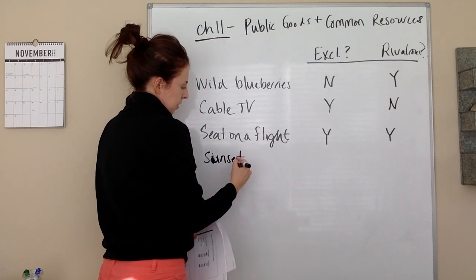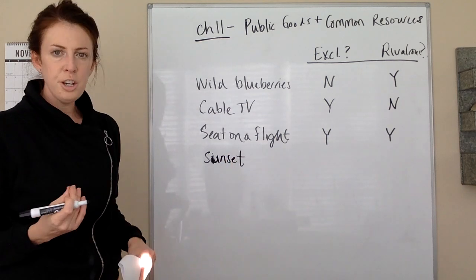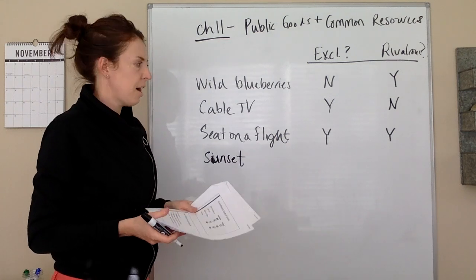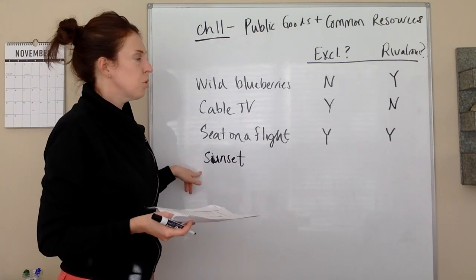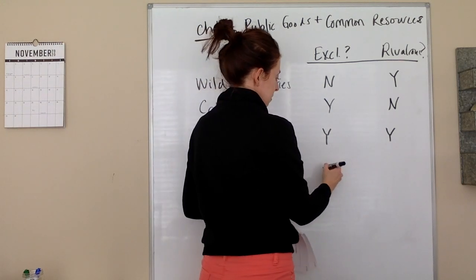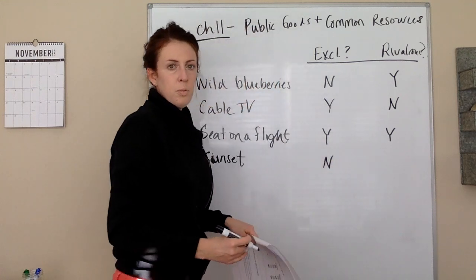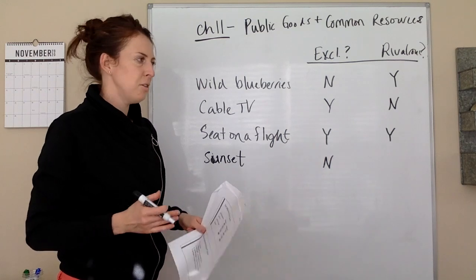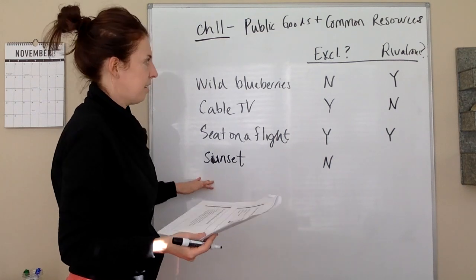S-U-N-S-E-T. Okay, so a sunset is a good because it's something you can go outside and enjoy. You can kind of get some utility out of it. Is a sunset excludable? No. You can't prevent certain people from going out and enjoying the sunset. Like, if you are a human being and you can see, you have access to the sunset.